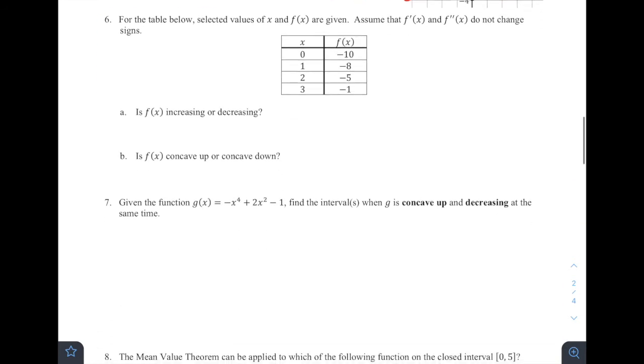Number 6, for the table below, selected values of x and f of x are given. Assume that f prime and f double prime do not change signs. Is f of x increasing or decreasing?